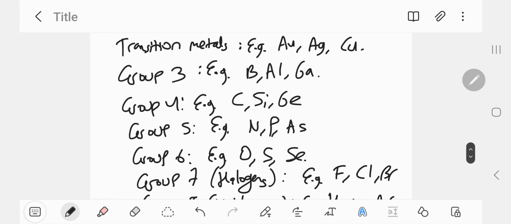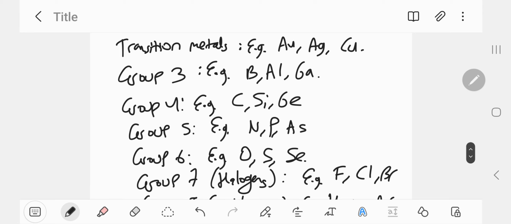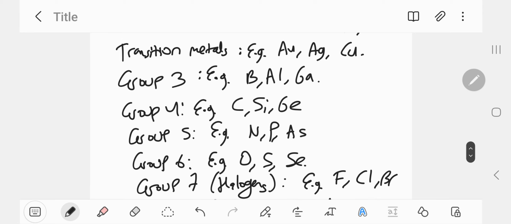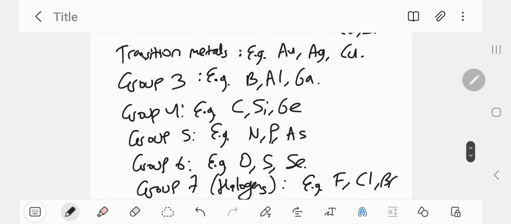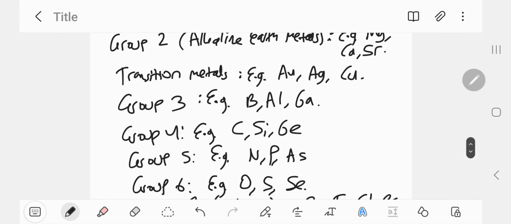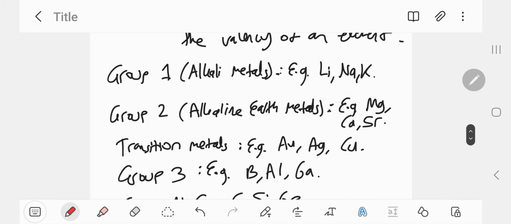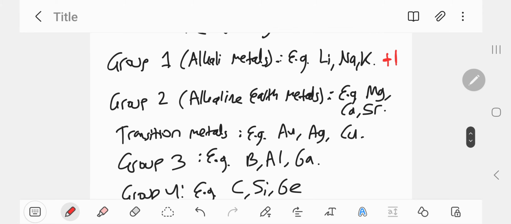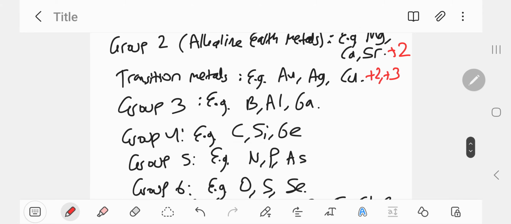Each of these groups has an associated valency. It's a number which dictates the combining power of an element, the strength, if you wish. So the metals, let's start with group 1. Group 1 has a valency of +1. I'll explain this in just a moment. Group 2 has a valency of +2. The transition metals really depend. It could be +2 at times, could be +3. It really depends on the metal.